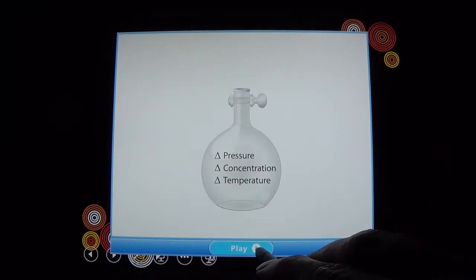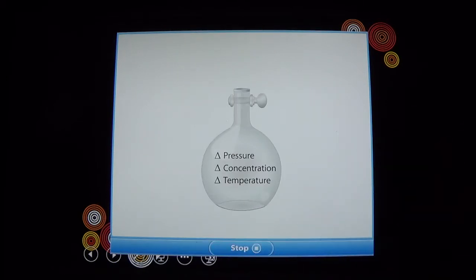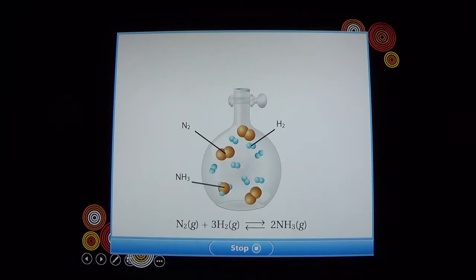There we go. Le Chatelier's principle states that a system in equilibrium that is subjected to a stress will react in a way that relieves the stress. Some of these stresses include changes in pressure, changes in concentration, and changes in temperature. Consider this reaction of nitrogen and hydrogen to form ammonia.